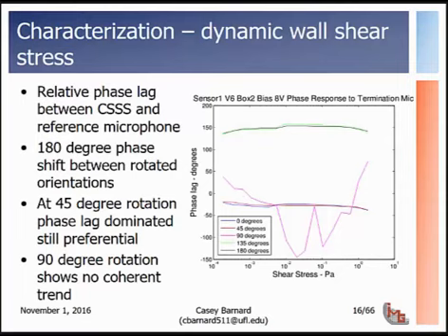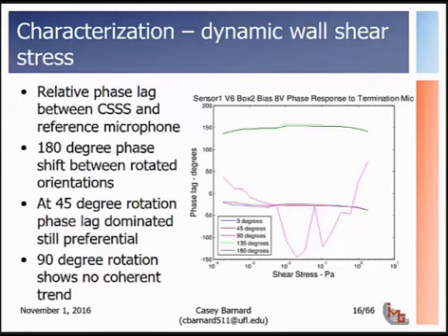So again, for the directional measurement, this plot takes a little explaining. What we're looking at here on the x-axis is, again, shear stress. This is going over those sensitivity measurements. On the y, we're looking at the phase lag, the relative phase lag between the shear sensor and that reference microphone at the termination. And so what we see is at, say, 0 degrees, we can start in red here.